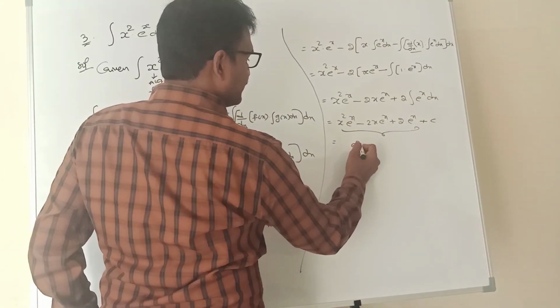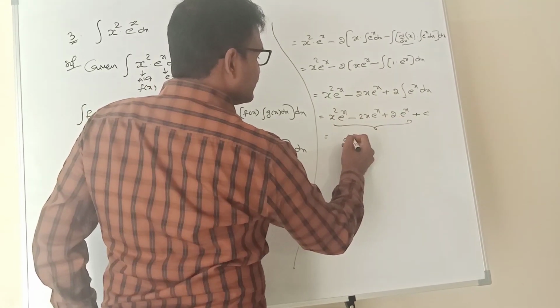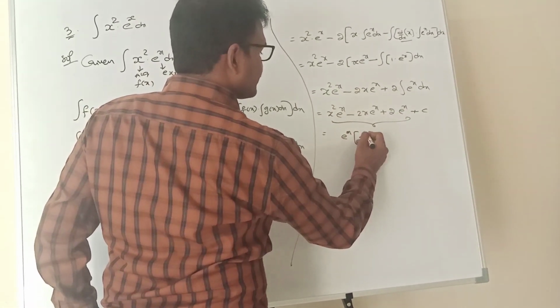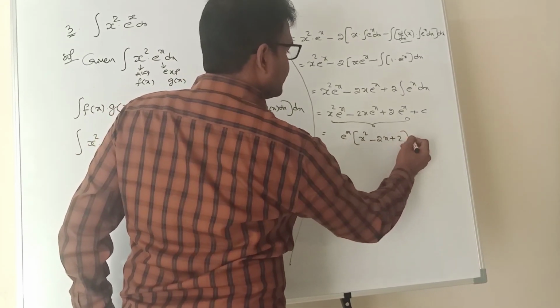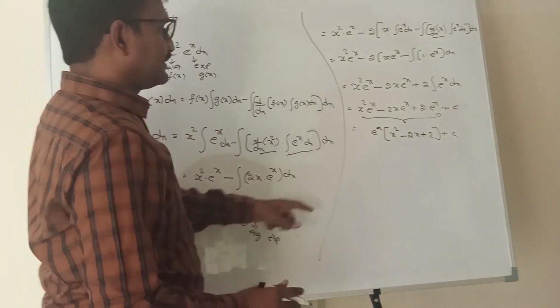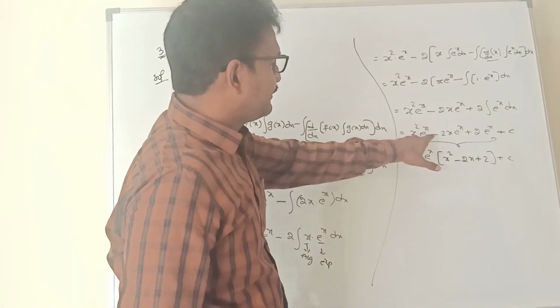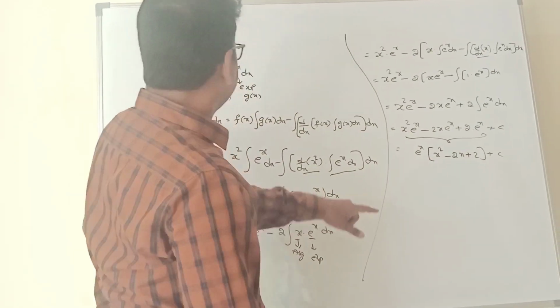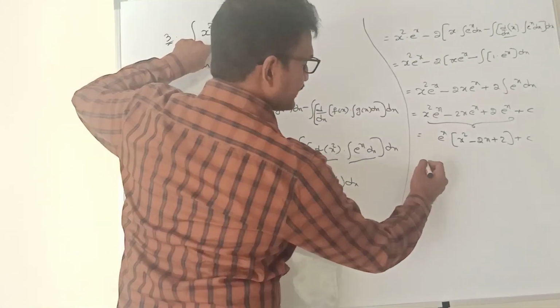So what is common among these three functions? e power x is common. Here e power x is there, here also e power x is there, here also e power x is there. If I take e power x common, I will get x square minus 2x plus 2. This is the integration of x square into e power x.